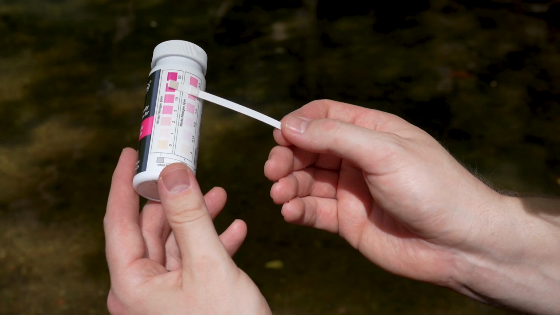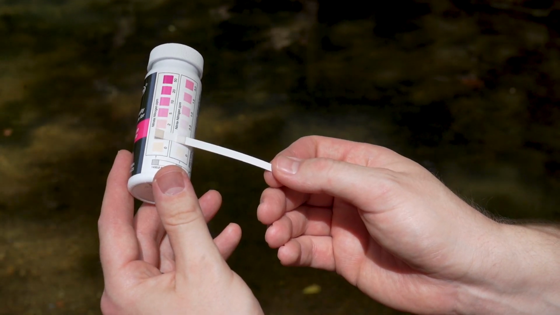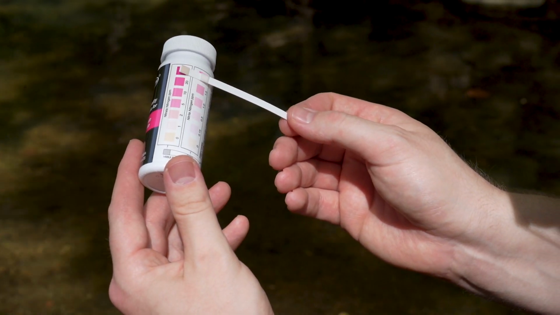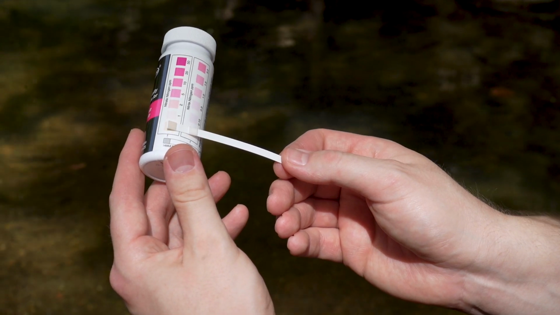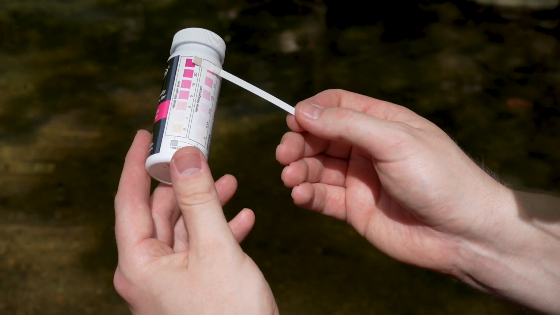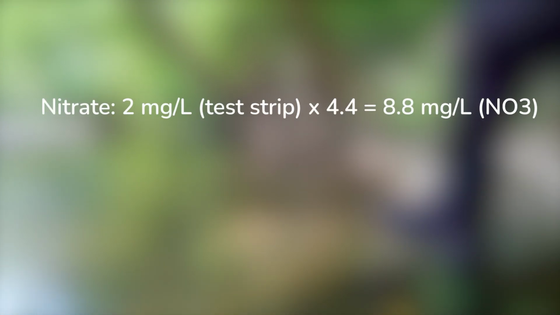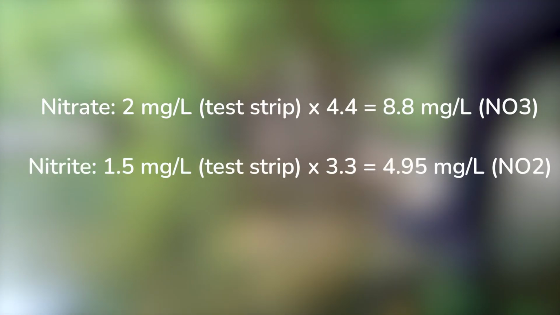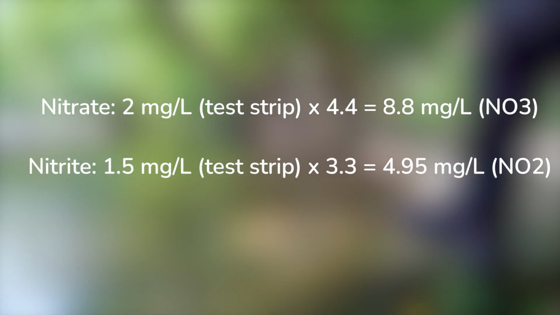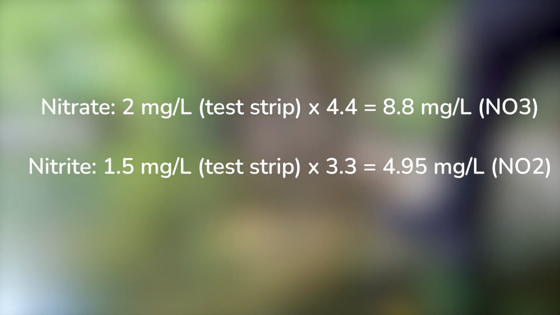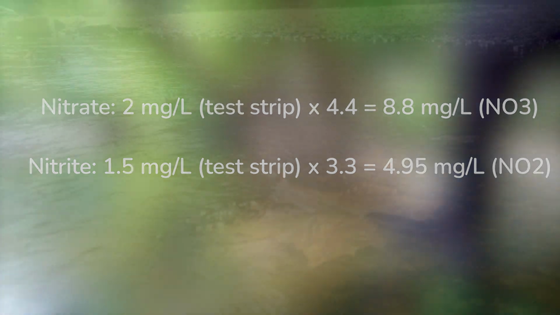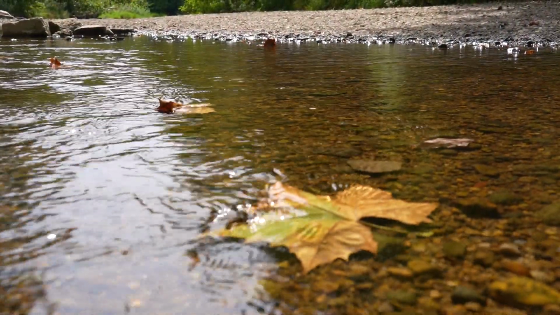Match the colors to the appropriate standards. The nitrate is the top pad on the test strip furthest from your thumb. Nitrite is the bottom pad closest to your thumb. Convert the results to nitrate and nitrite concentrations using the provided conversion factors in the training manual. For example, to convert nitrate, use the value from the test strip multiplied by 4.4 and record that answer on the datasheet.